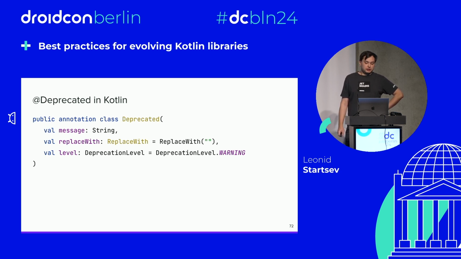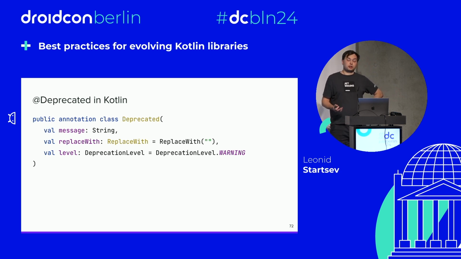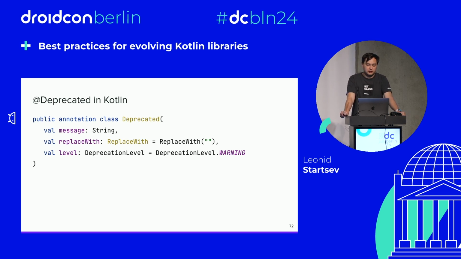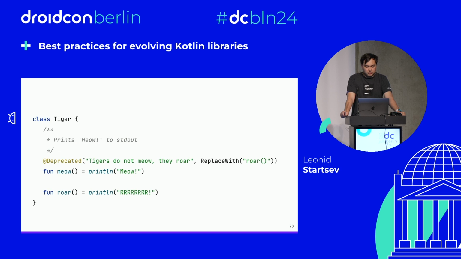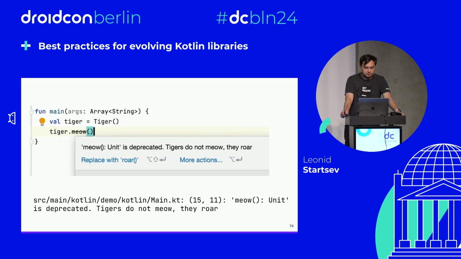And in Kotlin, annotation deprecated has additional arguments. So we have message, we have replace with, and we have deprecation level. Let's see what these parameters do. So obviously, message just allows you to write a message with a deprecation reason, or with some additional information you may want to provide to the user of the deprecated method. And replace with allows you to specify a replacement for this.